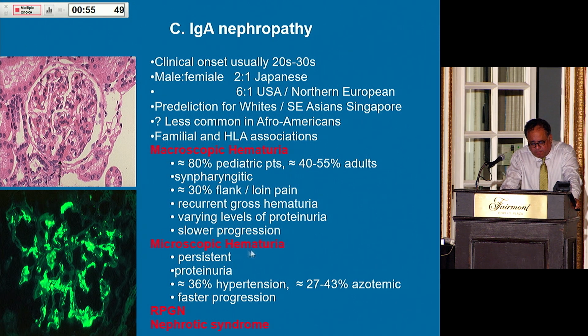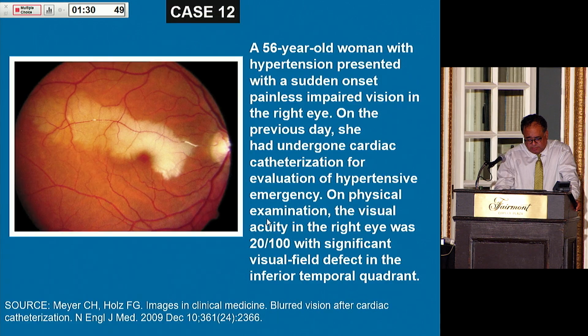Macroscopic hematuria, microscopic hematuria can occur. The hematuria that occurs macroscopically is synpharyngitic. So remember, if you get a case, if there's a 2-week lag, that's usually somebody with post-strep GN or post-infectious causes of glomerulonephritis. This is not post-strep because this is synpharyngitic. And the syndromes can be macroscopic hematuria, microscopic hematuria, RPGN, or nephrotic syndrome. So you could be presented this in many different flavors.